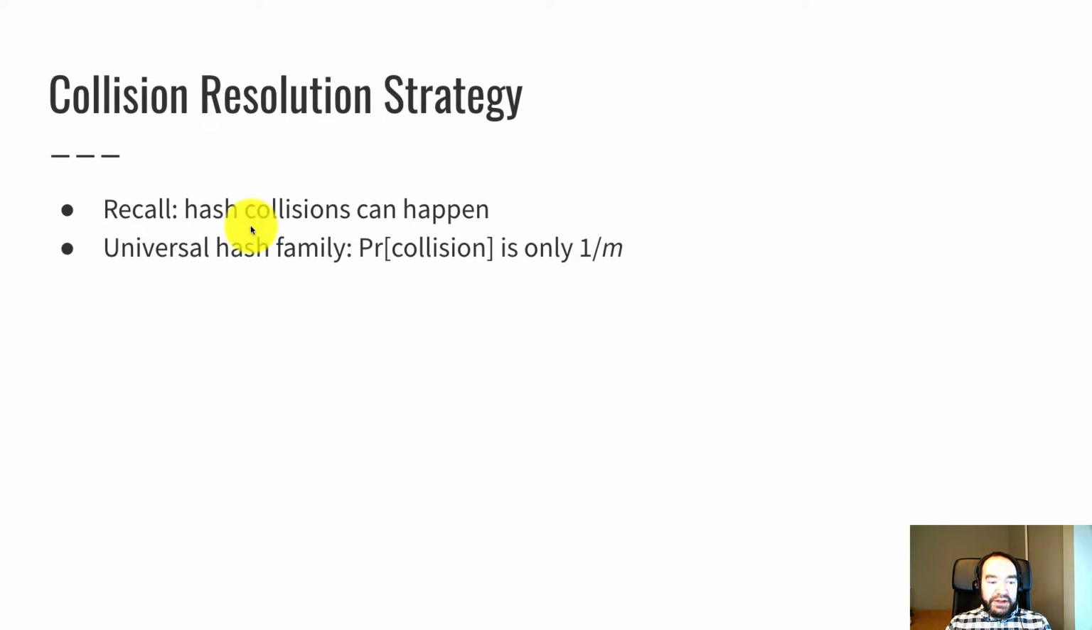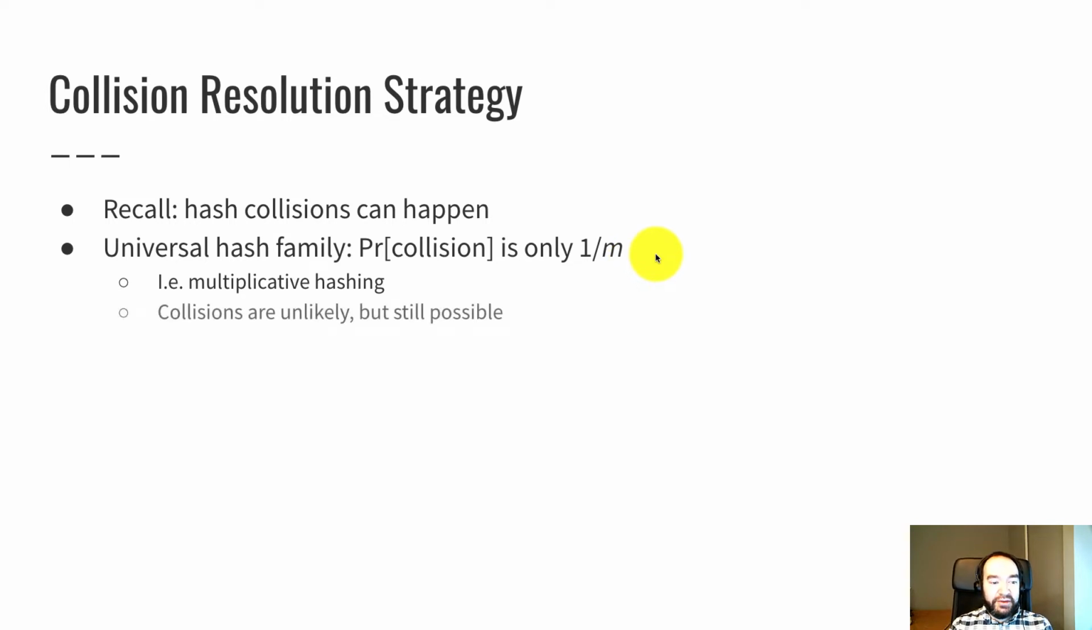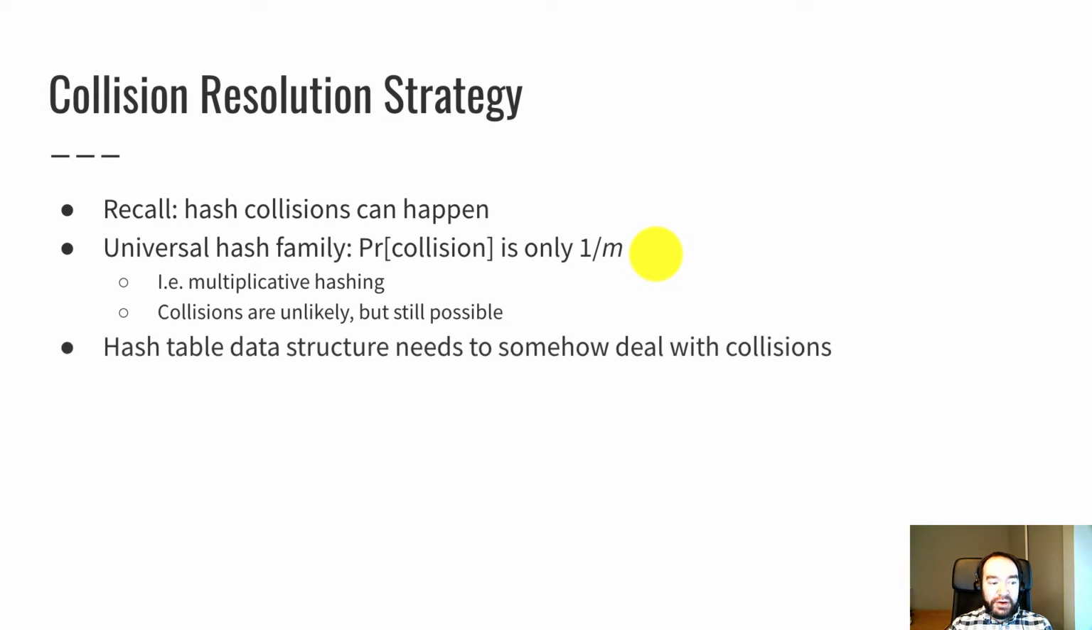A universal hash function family is one where the probability of a collision is small. It's only 1 over m, where m is the size of the vector that we're using, so the hash values are 0 through m minus 1. For example, multiplicative hashing, which we covered in a previous video. Collisions are unlikely there, but they're still possible. It's a non-zero probability. So any viable hash table data structure needs to somehow deal with collisions, and that's the last aspect of hash tables that we haven't covered: how do you deal with that?